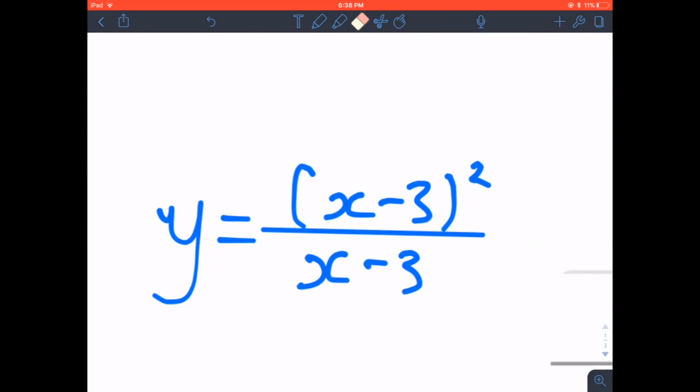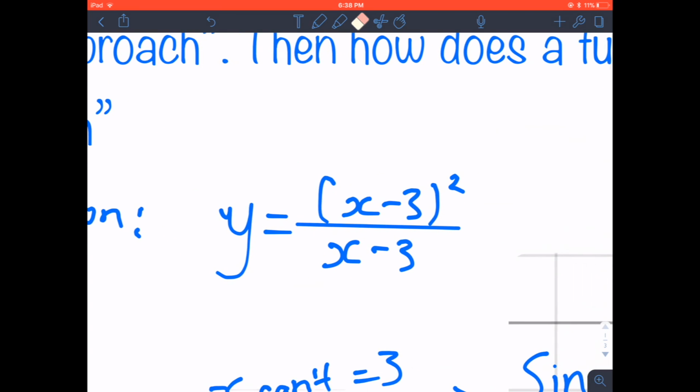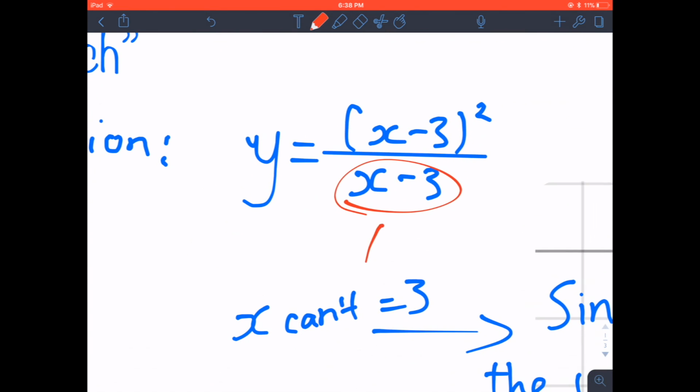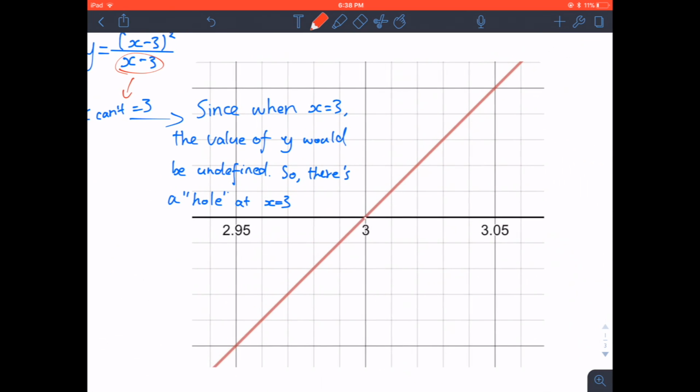So let's take a look at this function. We can easily see that its denominator, x minus 3, cannot be equal to 0. Therefore, x cannot equal 3 because at that point it's undefined for this function. So let's take a look at its graph.